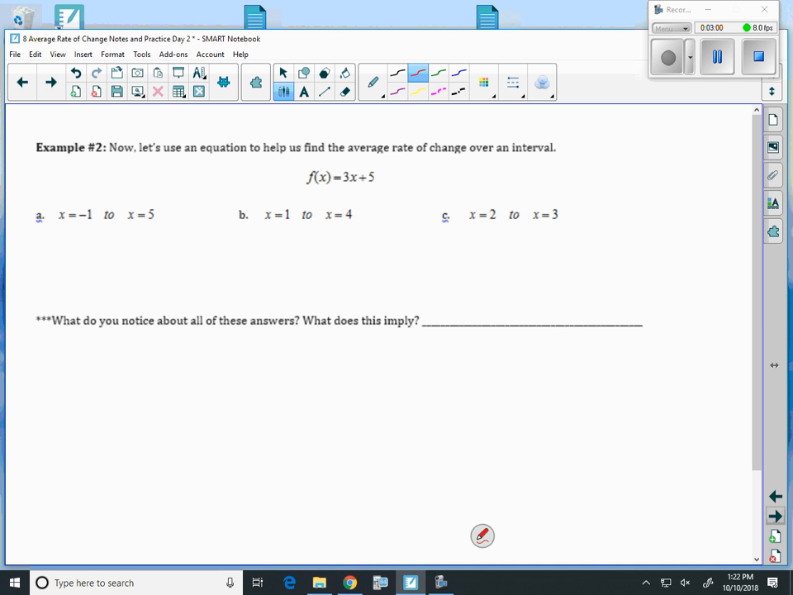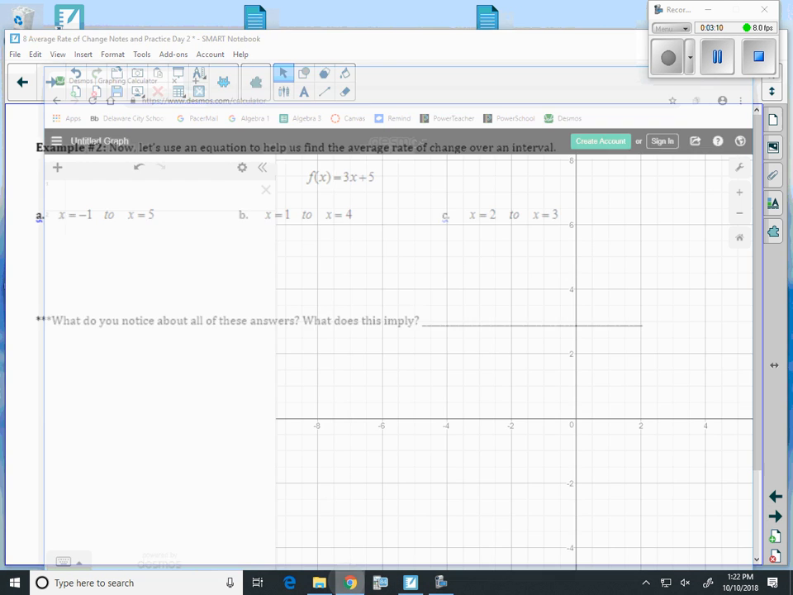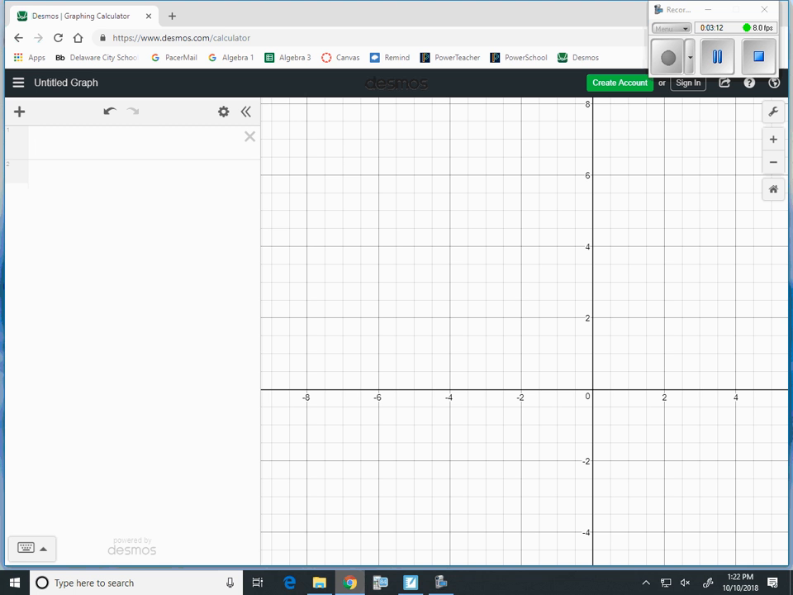All right, next one. Now, issue, we don't have a table. We can use Desmos. So get out some way to access Desmos. Okay, so we're going to enter our function.